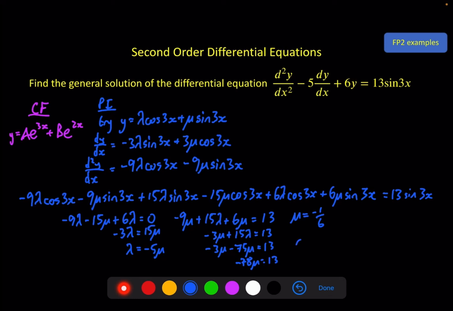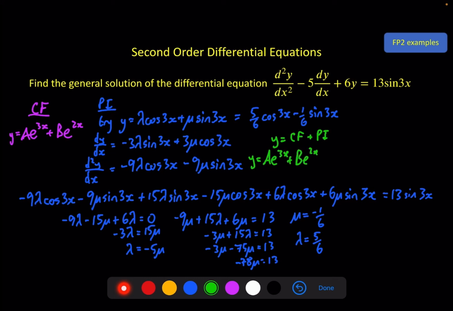Substituting that back in gives us λ equals 5/6, and now we can get our particular integral, which must be 5/6 cosine 3x minus 1/6 sine 3x. Final step, as per the others, complementary function plus the particular integral gives us a final general solution of Ae^(3x) + Be^(2x) + 5/6 cosine 3x minus 1/6 sine 3x.